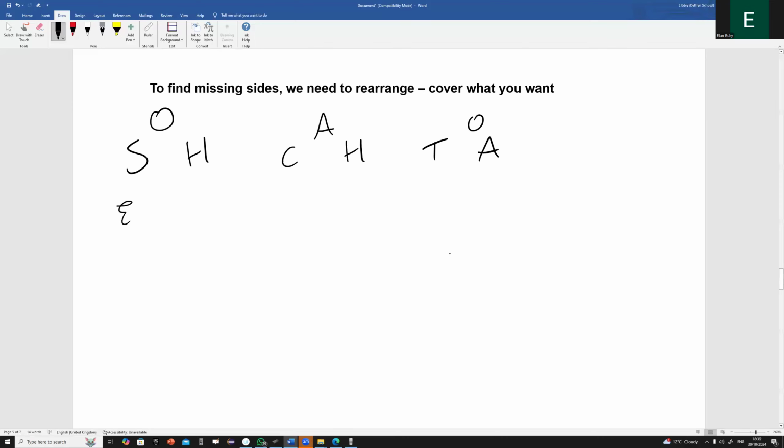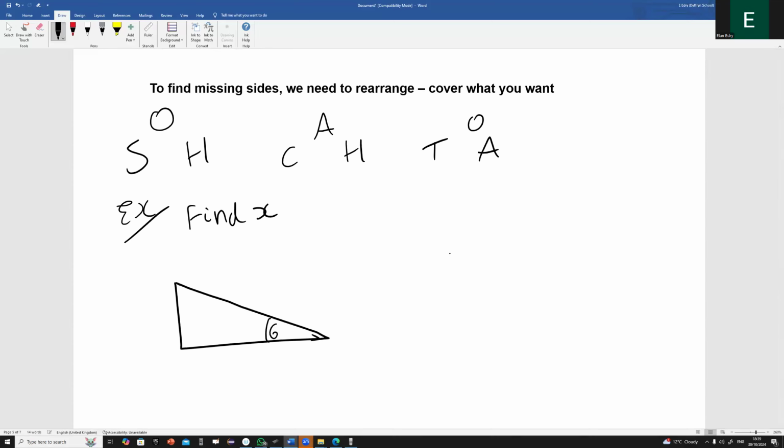I will do an example. It's going to be find x. So let's label it. Okay, so what I want to do, actually, I'm going to change that ever so slightly, make that 18. There we go. So I want to find x in this question, but we can see that it's not an angle. It is one of the sides of the triangle.